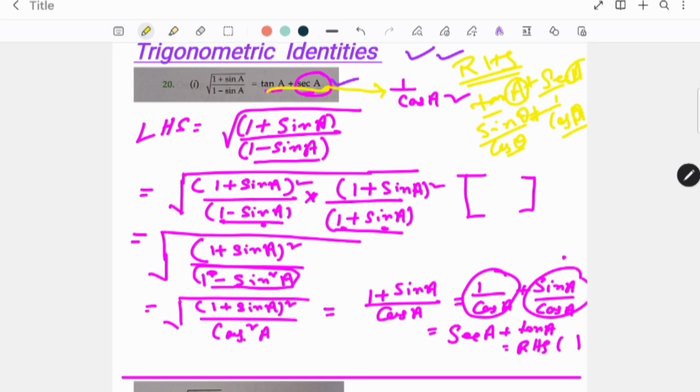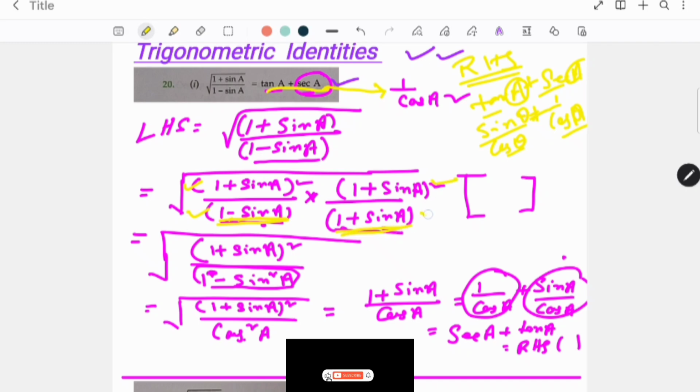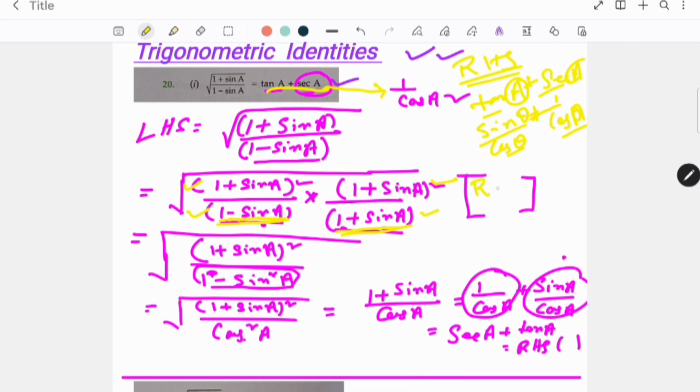So how will we do it? Check: this 1 plus sin on top, and down we have 1 minus sin. Now for the denominator we need cos, so we will multiply with its conjugate. Actually it is not the reciprocal, it is called the conjugate. Conjugate means here there is 1 minus sin, so we have to multiply with its opposite sign. So we have multiplied 1 plus sin A up, and we have multiplied 1 plus sin A down also. This step is known as rationalization.